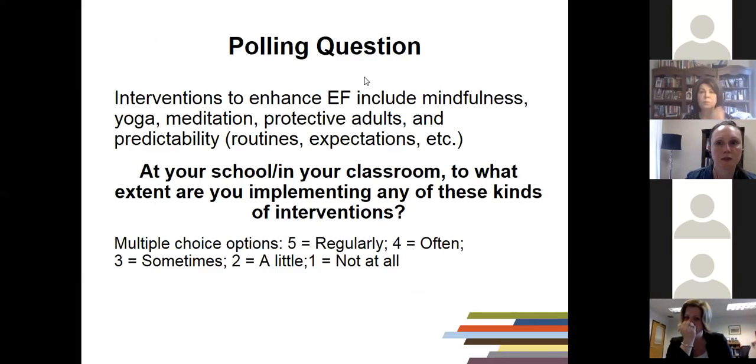So I'll read the question. Interventions to enhance EF include mindfulness, yoga, meditation, protective adults, and predictability, things like routines and expectations. At your school or in your classroom, to what extent are you implementing any of these kinds of interventions? Your choices are regularly, often, sometimes, a little, or not at all.